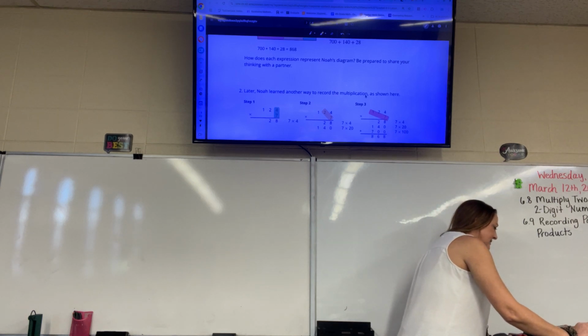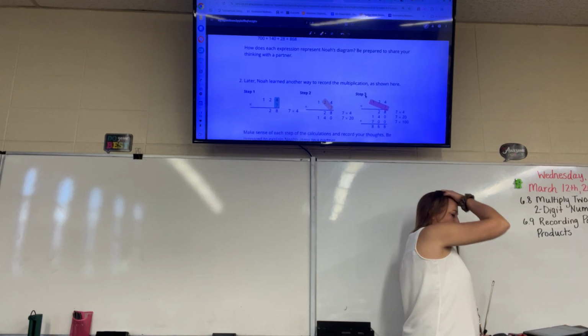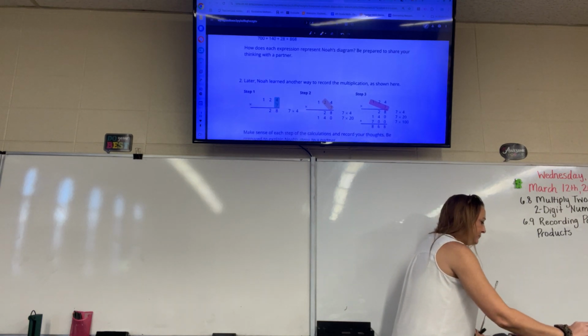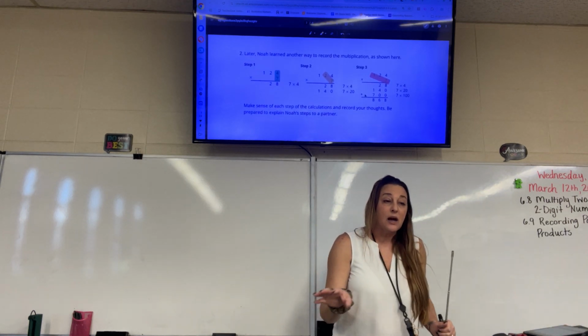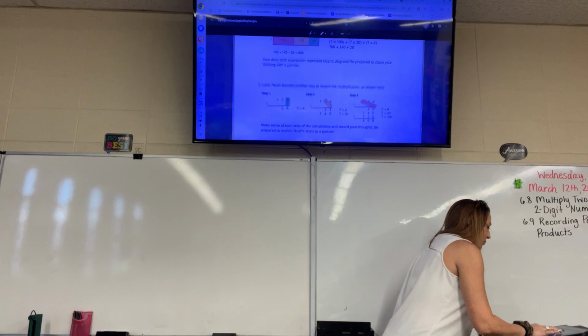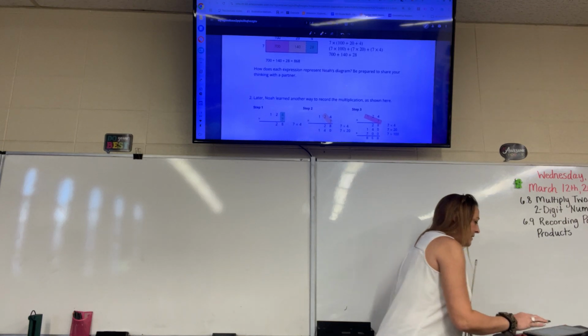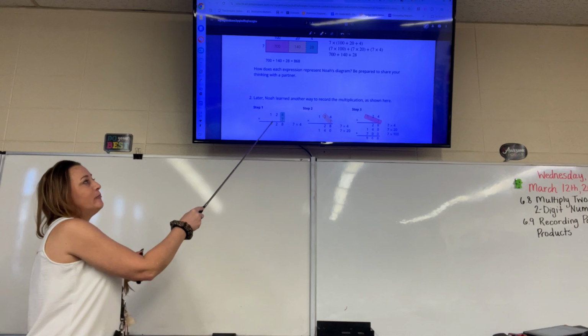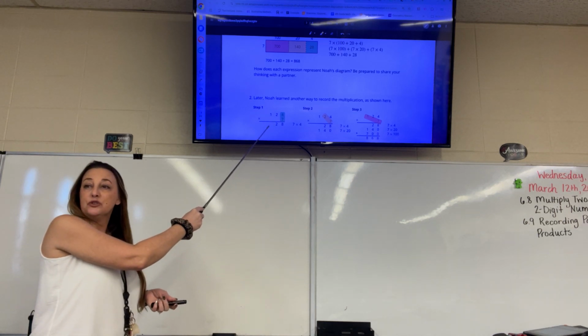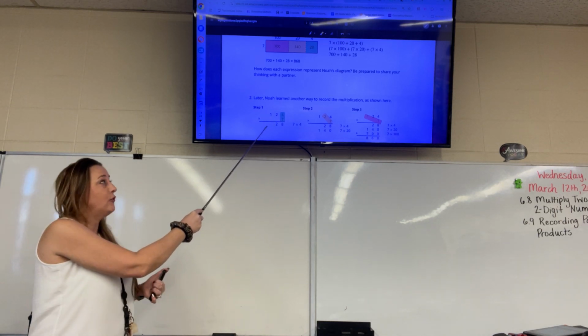Okay. How does each expression represent Noah's diagram? So I showed you, I pointed that out. Now, did you see the color coding? The colors are important on this page because now this is the way most of you have seen multiplication problems written before.